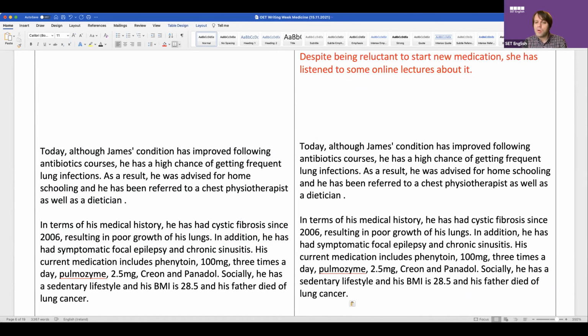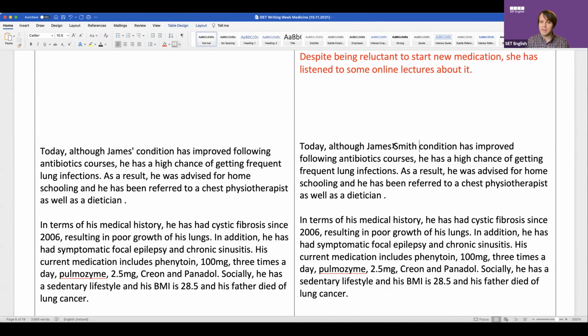So today, although James conditioned, is that correct? Yes. It's good. There should be an S. Yeah. This is okay. You don't need that. That's all right. I think he's a bit too old for just James. Maybe, I'm not 100% sure, but let's put the full name in here just to be sure, right? Although James Smith's condition has improved following antibiotics courses, that's okay.